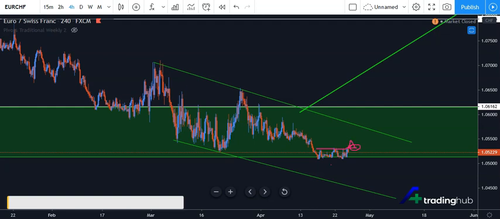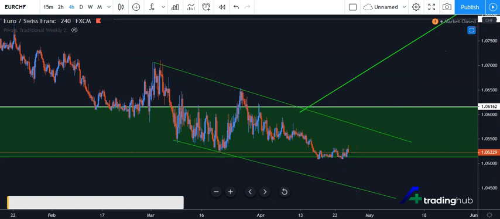Stops will be around here, a little bit tight in case price wants to test this bottom. Stops will be below here. So our target back at the 1.07500, that will be our target.